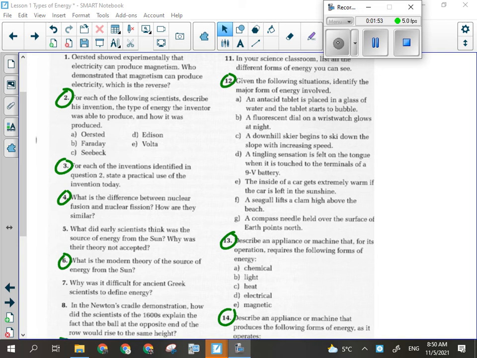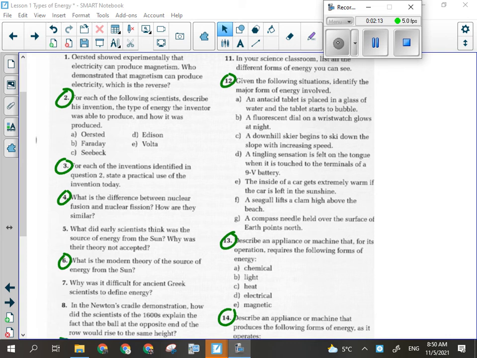All right, and then Volta. What did Volta do? He made the first battery, which turned chemical energy into electrical energy. Okay, for each of the inventions identified in question 2, state a practical use of the invention today.